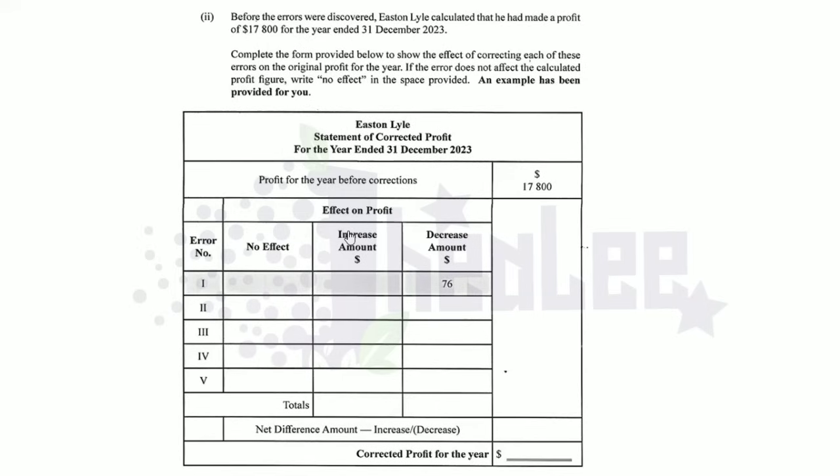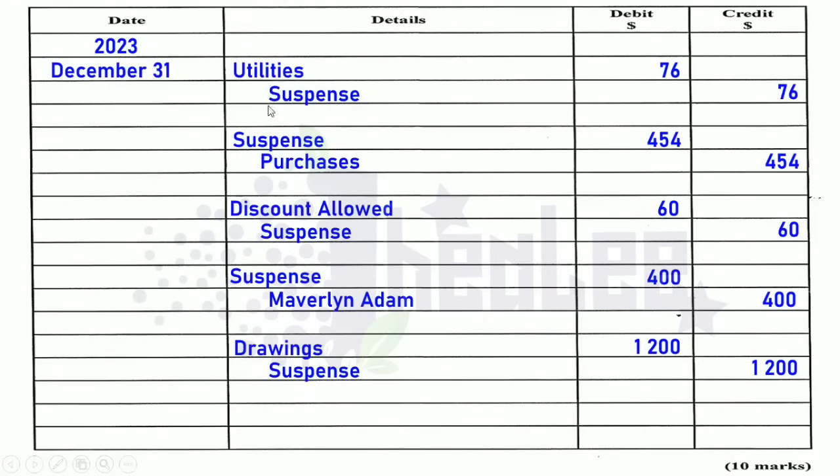So let's take a look back at the corrections that were made. So utilities, we're seeing where this is an expense and it should increase by $76. We're seeing where it should increase. How do we know that there should be an increase? We indicated in our correction that we should debit the utilities account. Now, once you're debiting the expense account, it means that there's an increase in the expense.